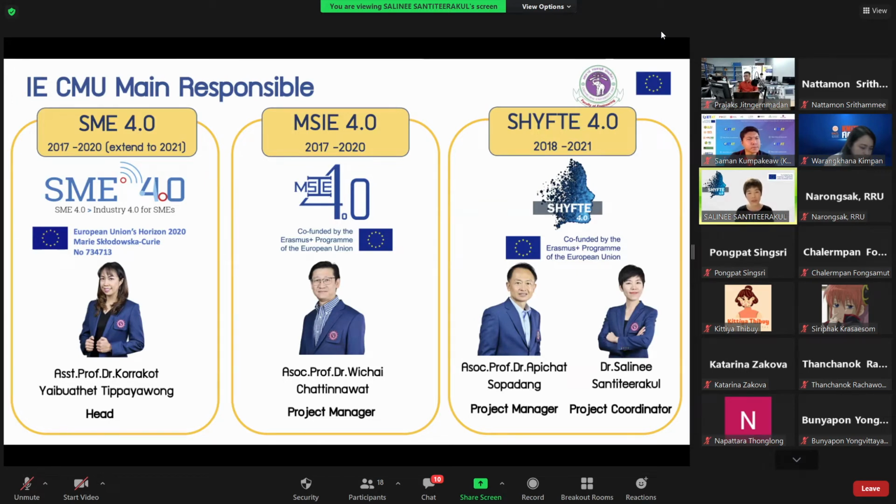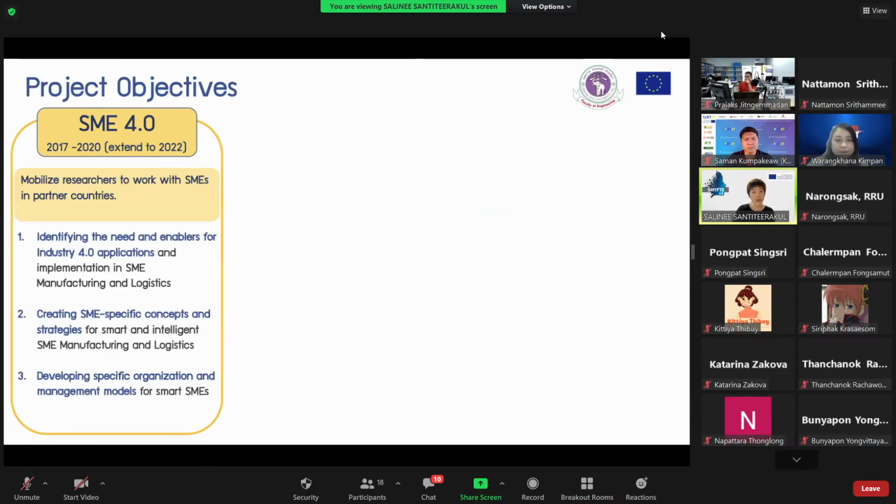introduction of each project. This slide will show that in our department, Industrial Engineering, Chiang Mai University, we work with 3 EU projects, but we have to distribute our activities by having different project managers and project coordinators. For the SME 4.0, the main activity of this project is to mobilize the researchers to work with the SMEs in the partner countries. In this project, we have 2 objectives.